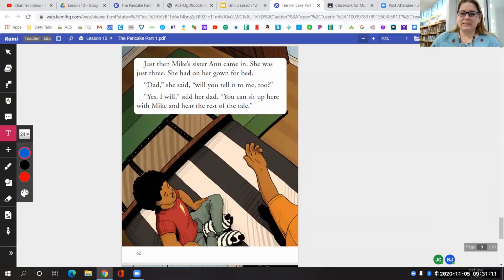Just then, Mike's sister Anne came in. She was just 3. She had on her gown for bed.